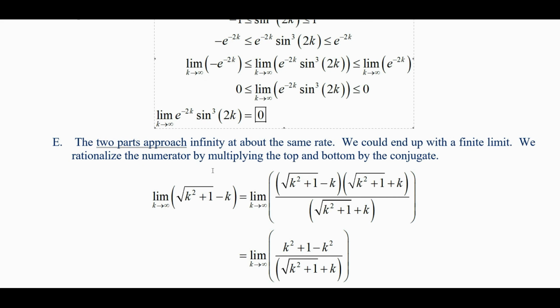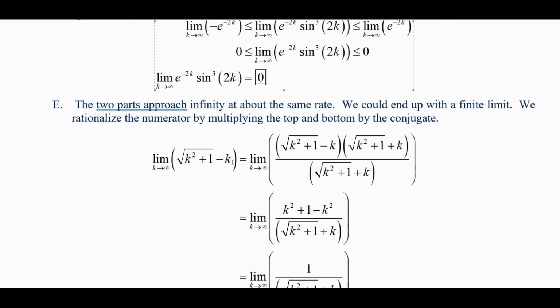The next one, we have both of these parts approach infinity, but it should be about the same rate. The square root of k squared is k. So there's a good chance this difference could be 0, or it might be some other real number, but we'd expect maybe a limit here. We don't necessarily expect it to go to infinity, but let's take a look and see what happens. We multiply the top and bottom by the conjugate. Infinity minus infinity is an indeterminate form, but we can't use L'Hopital's rule.